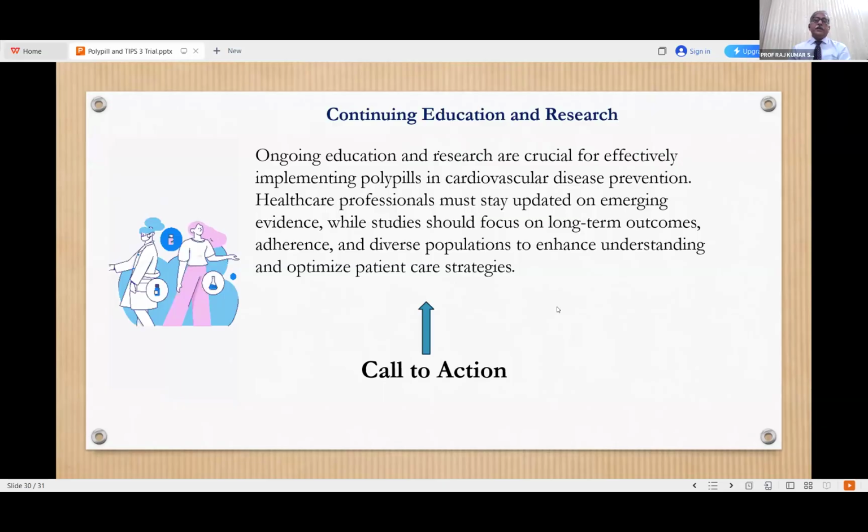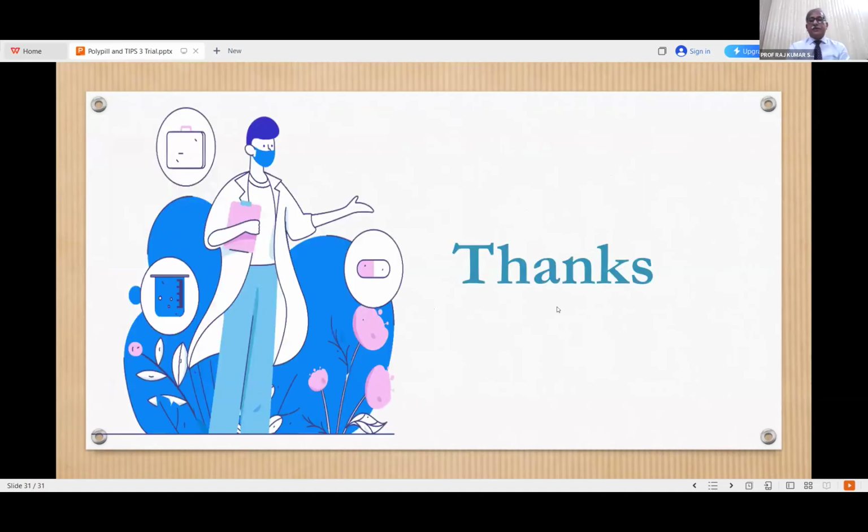So, continuing education and research: ongoing education and research are crucial for effectively implementing polypills in cardiovascular disease prevention. Healthcare professionals must stay updated on emerging evidence, while studies should focus on long-term outcomes, adherence, and diverse populations to enhance understanding and optimize patient care. So thank you very much.